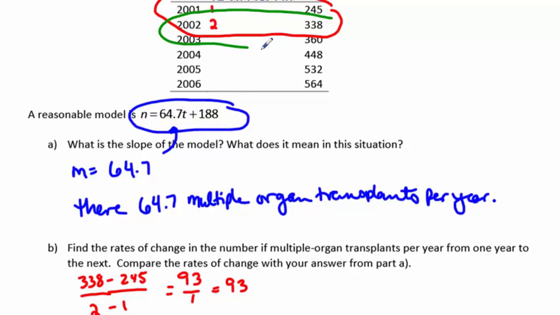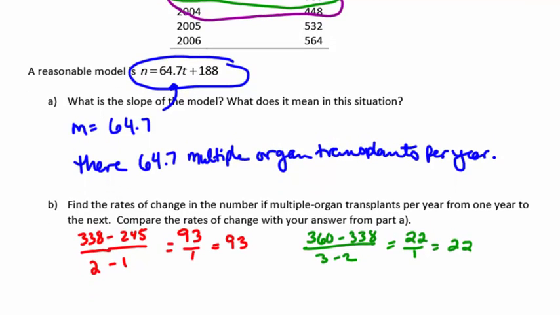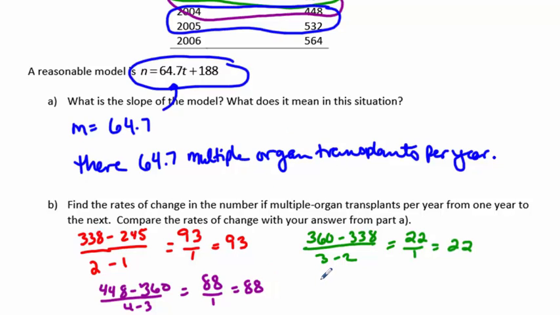Let's find the slope between 2002 and 2003. So we've got 360 minus 338 over 3 minus 2. That's 22 over 1, or 22. Way different from 93, still way different from 64. Let's keep looking at different pairs here. Let's look at between 2003 and 2004. We're going to have 448 minus 360 over 4 minus 3. That gives us 88 over 1, or 88. We'll look at between 2004 and 2005. That gives us 532 minus 448 over 5 minus 4.